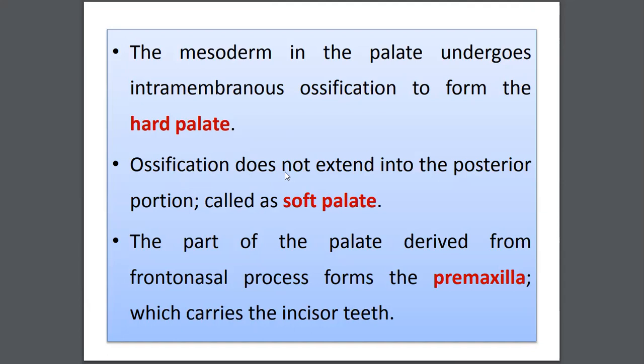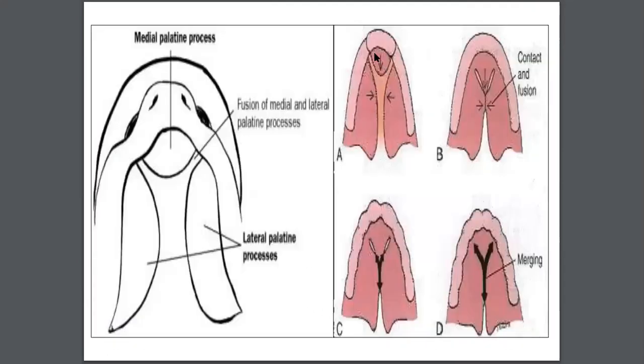Ossification does not extend into the posterior portion, which remains soft. Hence, it is called the soft palate. The part of the palate derived from the frontonasal process forms the premaxilla, which carries the incisor teeth. So this area is the premaxilla region, which is developed from the frontonasal process.